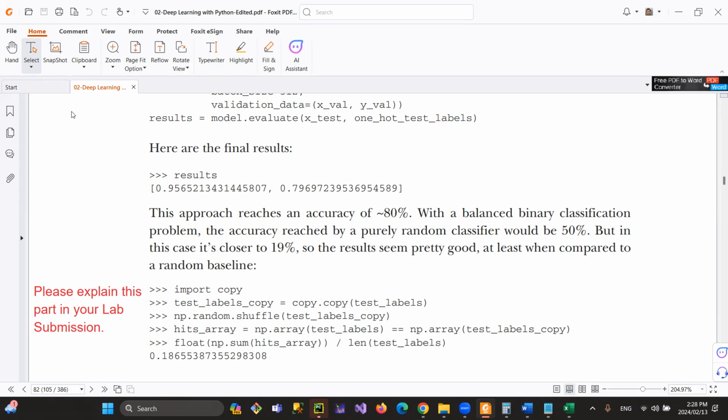If you say numpy.sum hits array, it's going to show you the overall number of correct truths, because truths will be 1 and falses will be zeros, over the length of the array. For this one, it shows almost 19% was the random generated algorithm's result. You got it? In that case, anything above 19% means that it starts working, it does something. What is the accuracy that we have in our model? 80%, not that bad. Anything above that means that we are doing something, but the accuracy that we received is 80%.